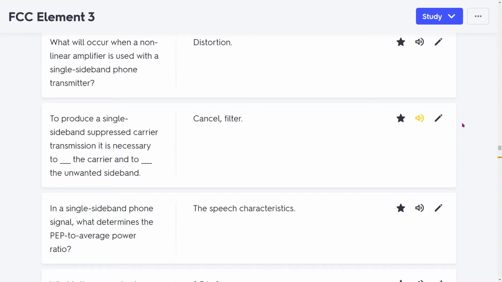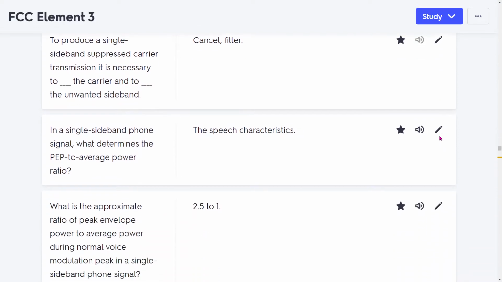To produce a single sideband suppressed carrier transmission, it is necessary to blank the carrier and to blank the unwanted sideband. Cancel filter.